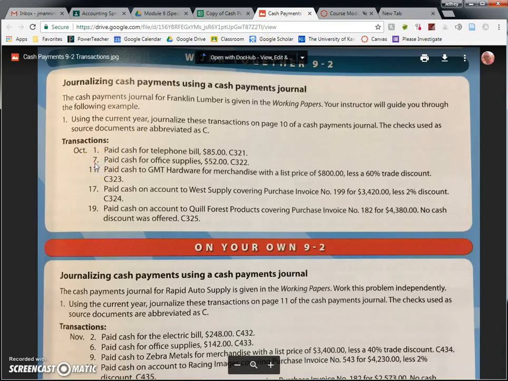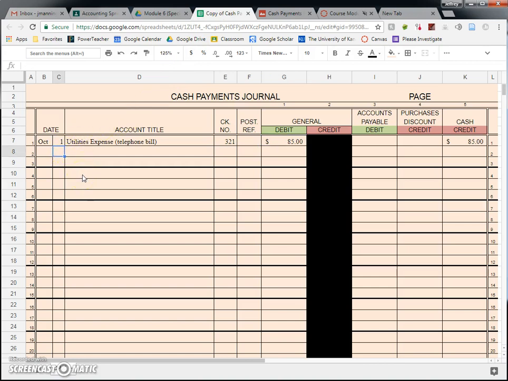October 7th, paid cash for office supplies, $52, check $322. All right, so October 7th, we purchased supplies. It was check $322. We are purchasing these supplies now. We are not paying off a debt, so it is going to be a general debit of $52. And we are not receiving a discount, so cash credit, $52. Moving on.